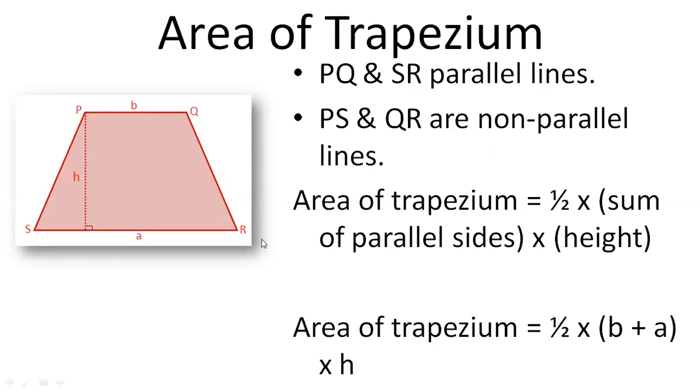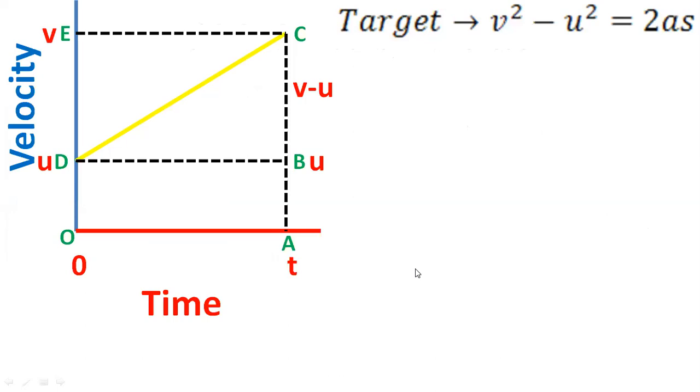So area of trapezium in this case is 1 by 2 into (B plus A) into H. The distance between them, that is the height. So this is the formula for area of trapezium. Now, we are going to use that area of trapezium for calculating the third equation of motion. Okay, we have to derive this.